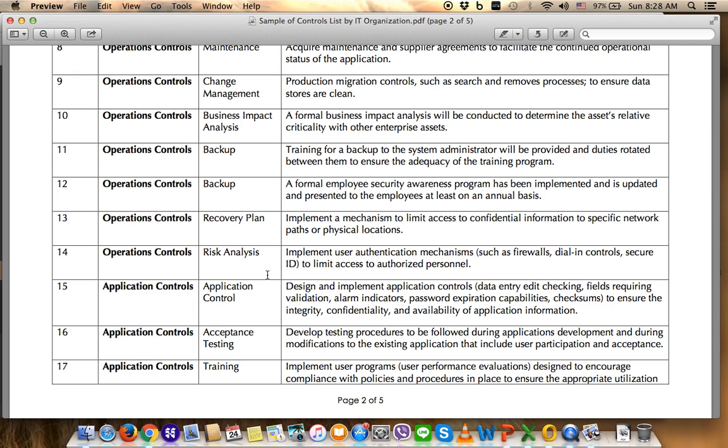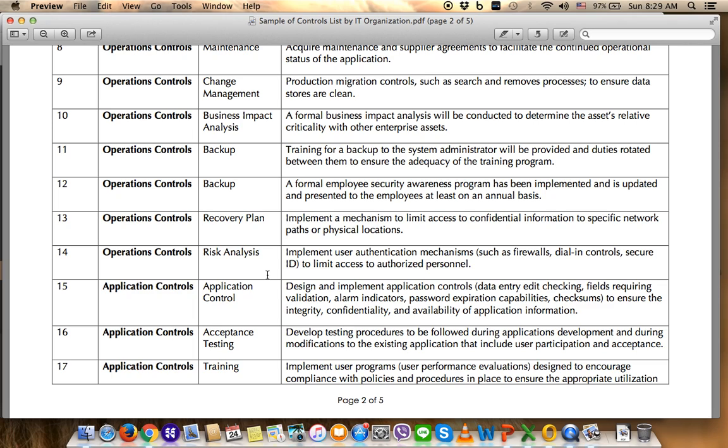The next is access control: implement user authentication mechanisms such as a firewall, line control and secure ID to limit access to authorized personnel. This involves least privilege, to ensure that privileges are granted on a need-to-know basis, need-to-have basis, and need-to-access basis, according to the standard of behavior.